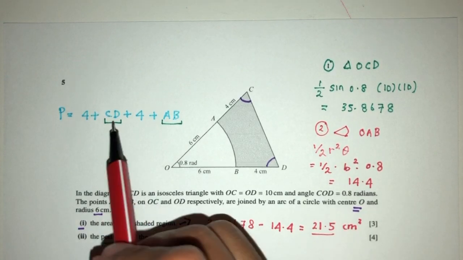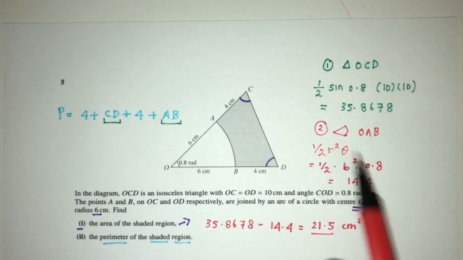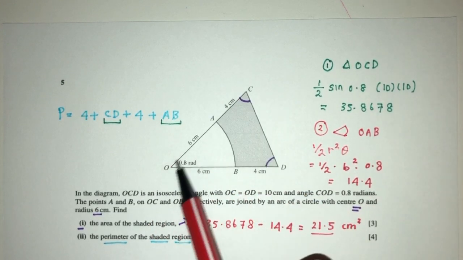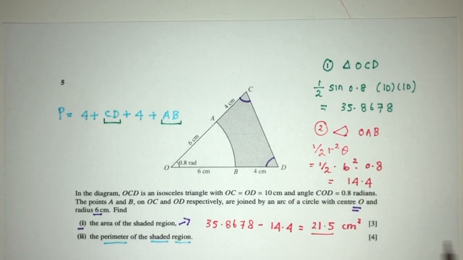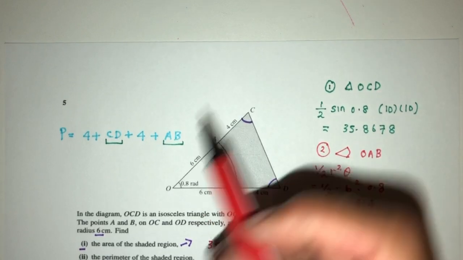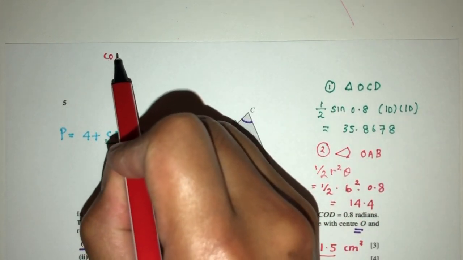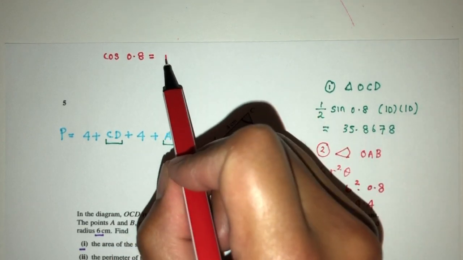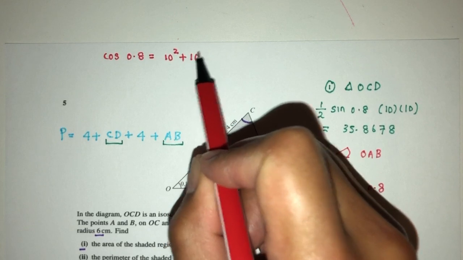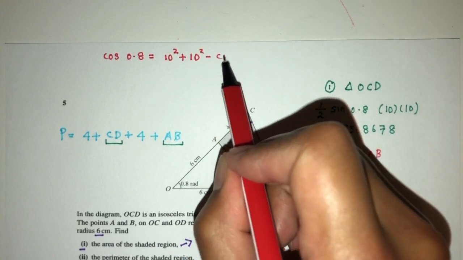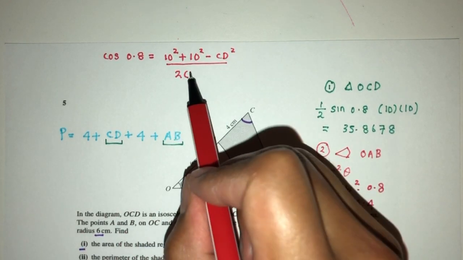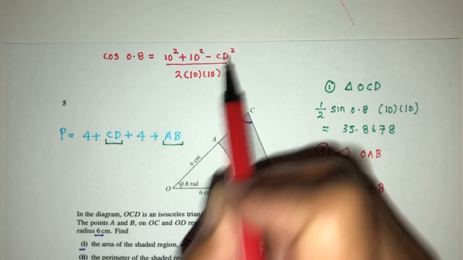First things first, let's find CD. CD is this one. Now we can see clearly that we have a triangle, right? We have these two sides, we have the angle in between, and we're trying to find the third side. We can simply use the cosine rule. So let me write this down. Cosine of the angle is going to be equal to what? 10 squared plus 10 squared minus CD squared over the value of 2 times 10 times 10.